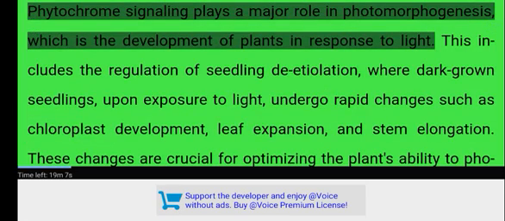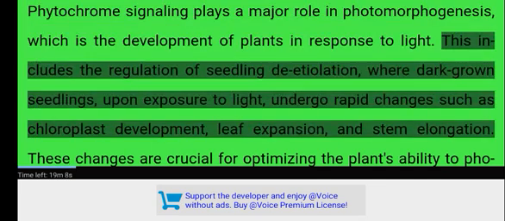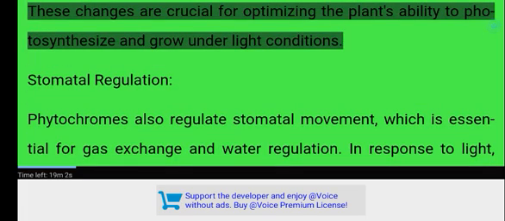Phytochrome signaling plays a major role in photomorphogenesis, which is the development of plants in response to light. This includes the regulation of seedling de-etiolation, where dark-grown seedlings, upon exposure to light, undergo rapid changes such as chloroplast development, leaf expansion, and stem elongation. These changes are crucial for optimizing the plant's ability to photosynthesize and grow under light conditions.